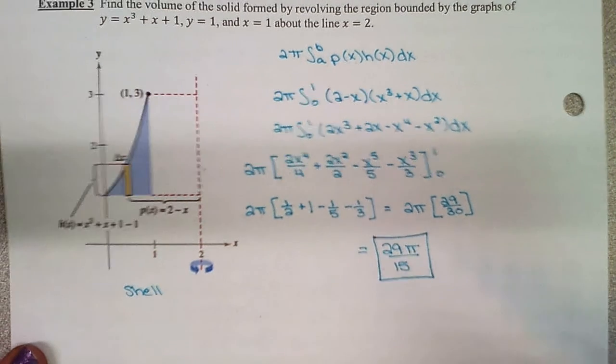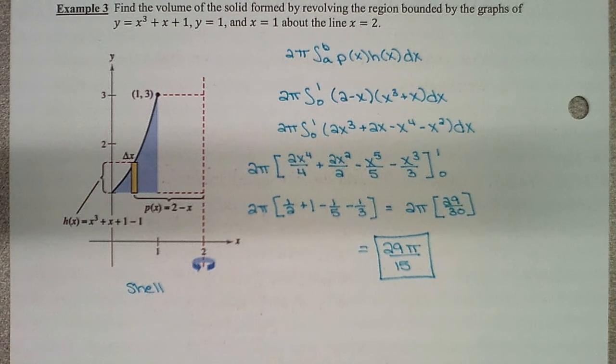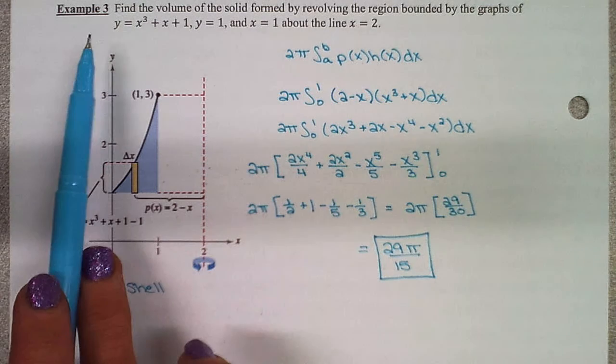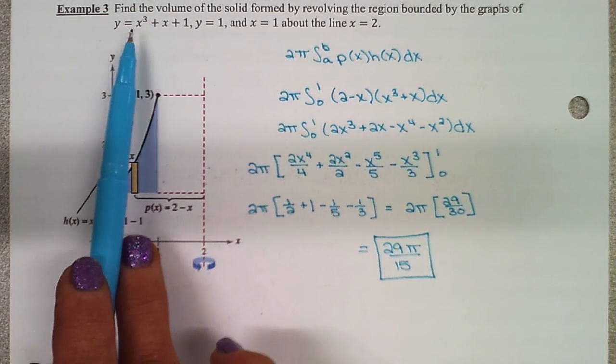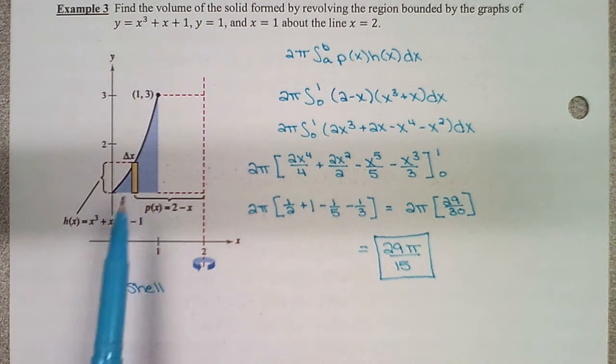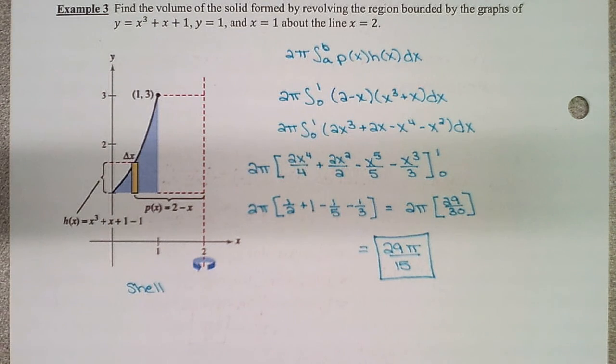So you have to look and figure, is it going to be best to use the shell method? Is it going to be best to use the disk method? Everyone kind of has their own personal preference as to which one you think is going to be easier, but sometimes you will run into a situation where you're forced to use one over the other, like we were here in example 3, because there was no way to solve this and make it an x equals, so there was no way to turn this into a disk method, and we were forced to use a shell.